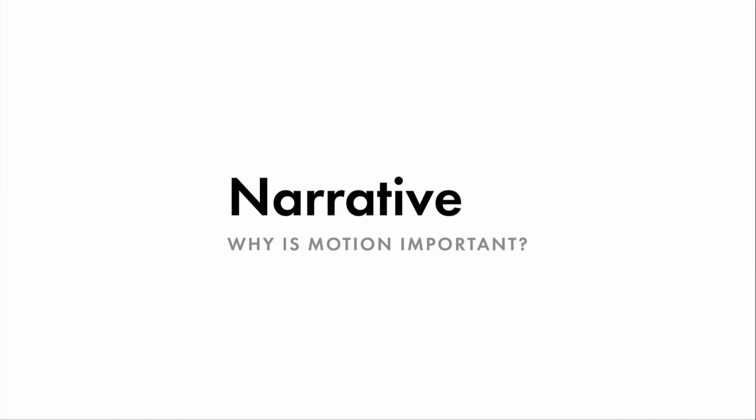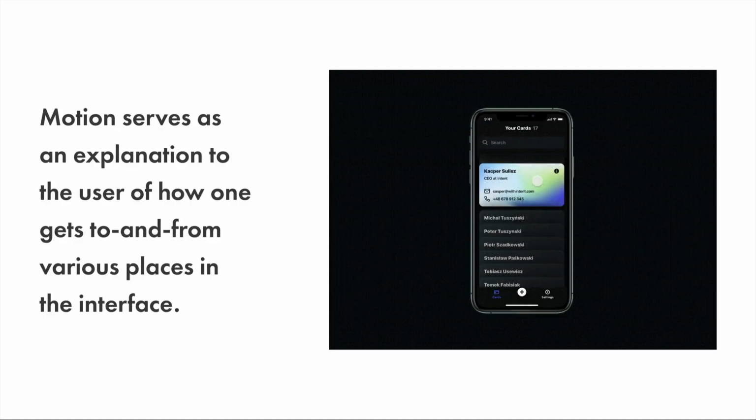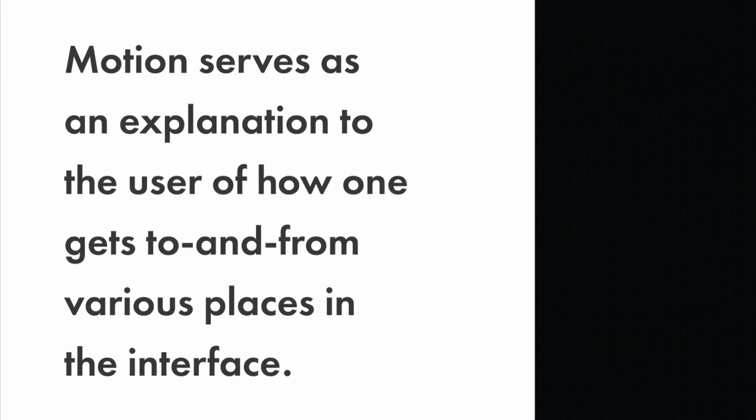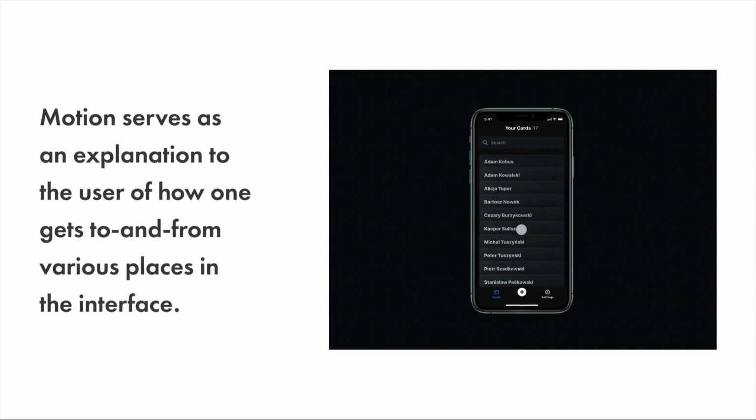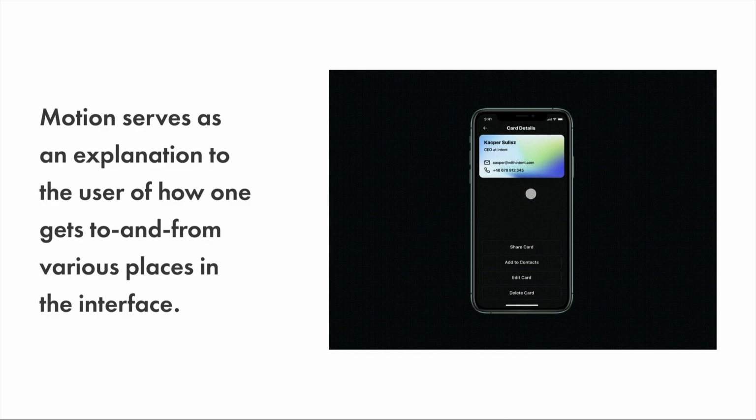Now we're still on the topic of why motion is so important. We just talked about usability and we're going to dive a little deeper into how motion really helps create narrative. Simply put, motion serves as an explanation to the user of how one gets to and from various places in the interface. This explanation can be thought of in terms of coherence, the degree to which the explanation aligns with the UX, content, and mental models.